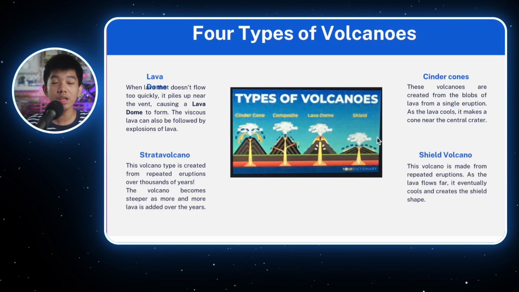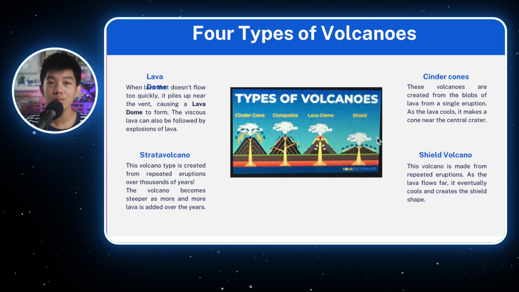Now, there are four types of volcanoes you'll find. Cinder cone volcanoes are created when lava blobs from a single eruption of a volcano end up hardening around the volcano. It makes a cone shape near the central crater.